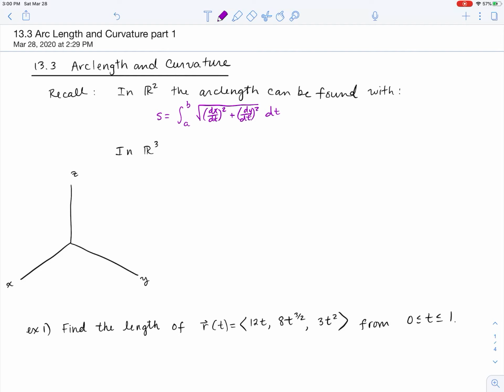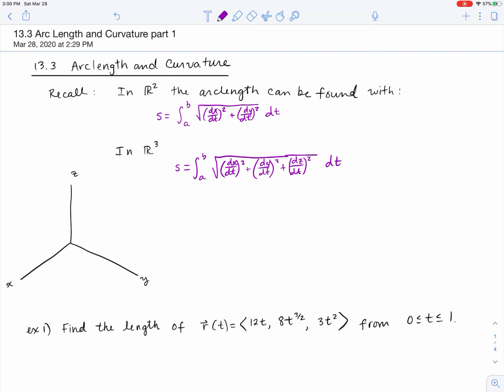So let's look at R3. R3's formula is pretty much the same. We just have an extra dimension to deal with. So the arc length, which I'm using S to represent, is the integral from a to b of the square root of (dx/dt) squared added to (dy/dt) squared, and then (dz/dt) squared. It's just a natural extension, and then this is all dt.